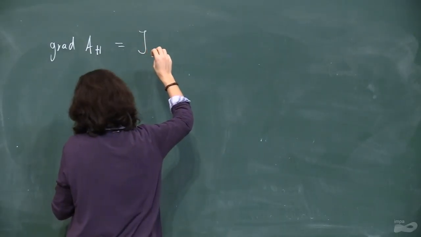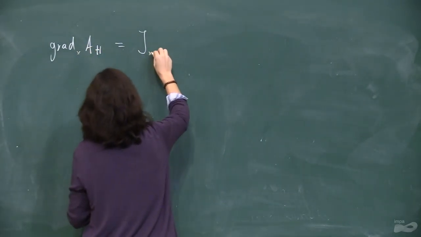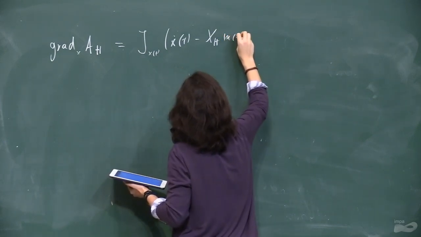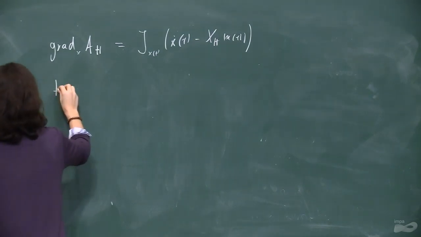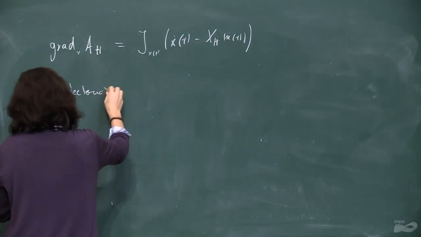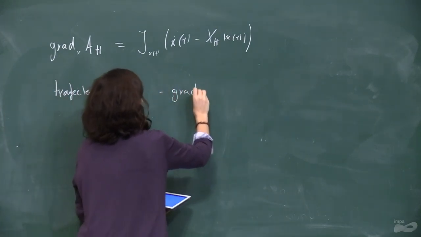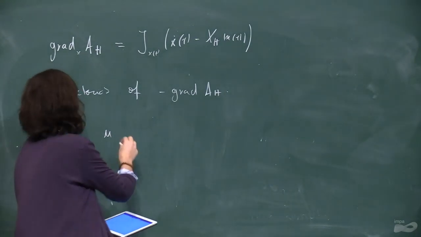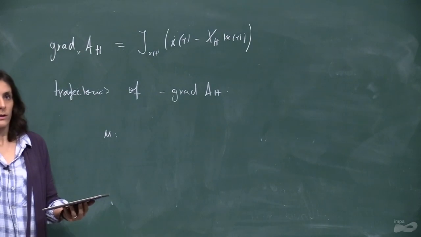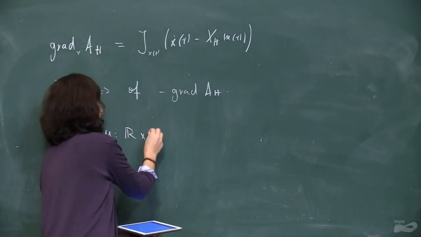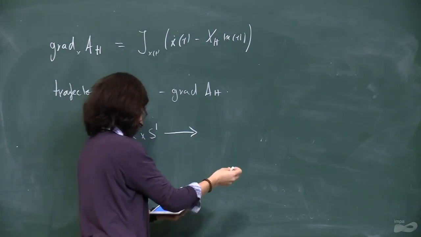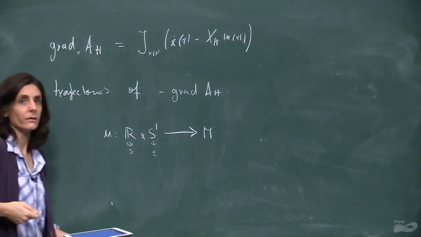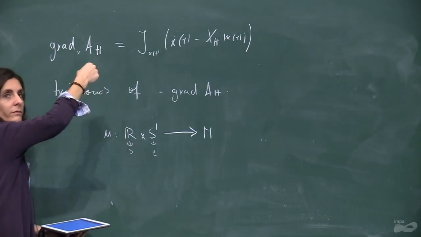J. So this at x is J(x(t)) x dot(t) minus dH(x(t)). So if we want to work with trajectories of minus the gradient, just as we did for the Morse case, we can see them as curves in the loop space, which I'll think of as cylinders in M. So here is my parameter S, here's my parameter T. T is the parameter along the loops. This is the parameter along the path, if you want.